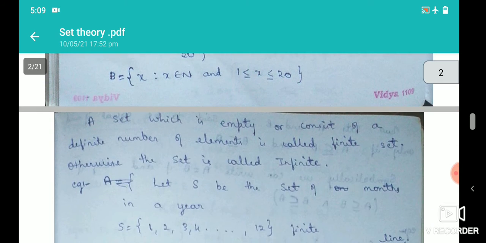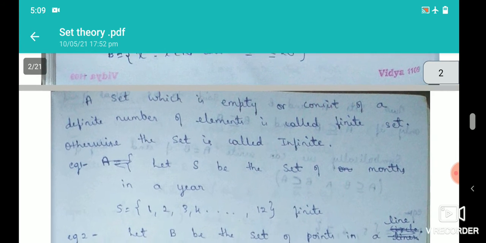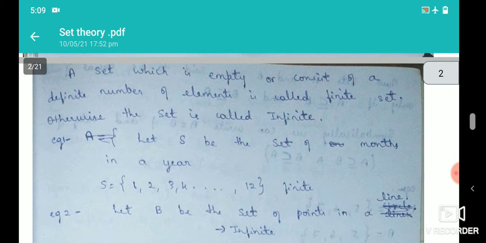Okay, now a set which is empty or consists of a definite number of elements is called a finite set.